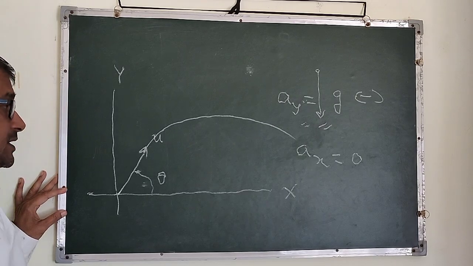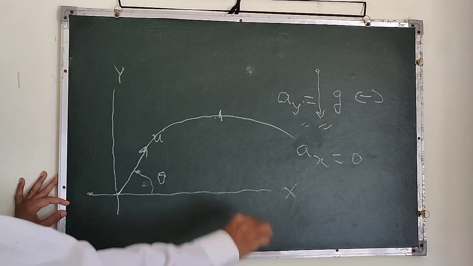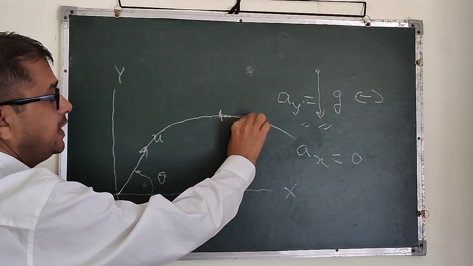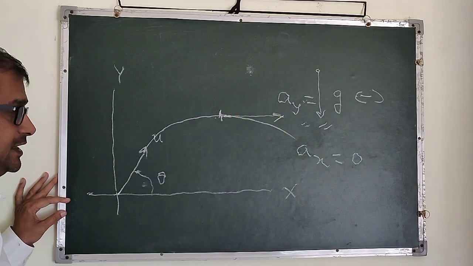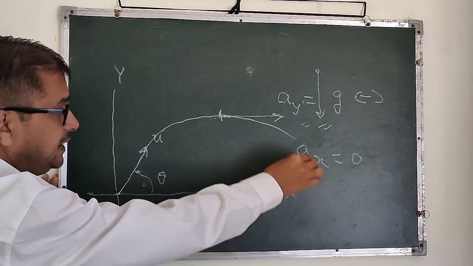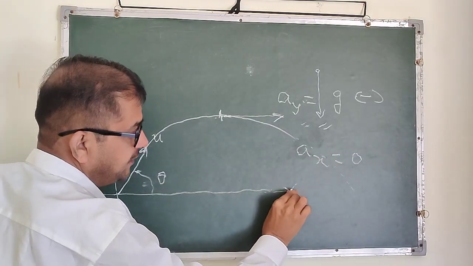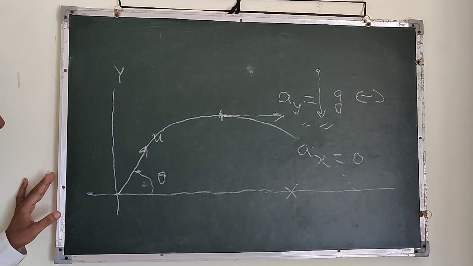Means velocity first decreases, and at maximum height the velocity is only horizontal, because this velocity is constant, no acceleration is acting in this direction, but the vertical velocity becomes 0 at this point. Finally the body starts moving downward and lands on the ground, and the total time of flight and everything you know well.